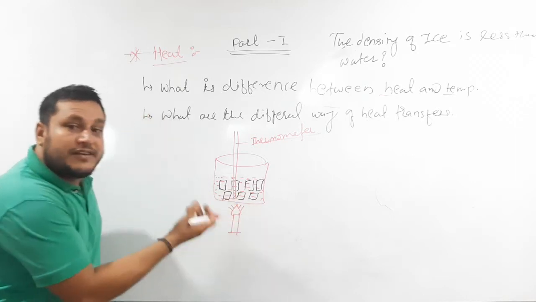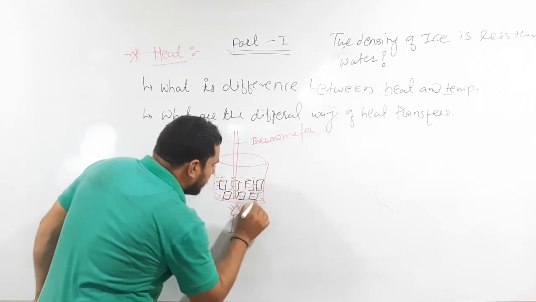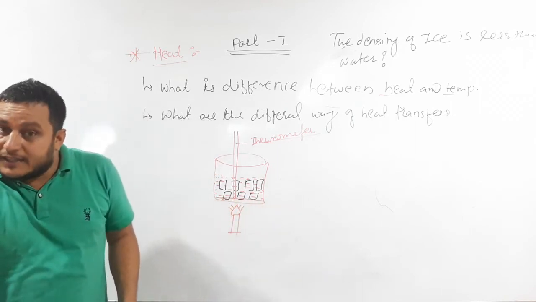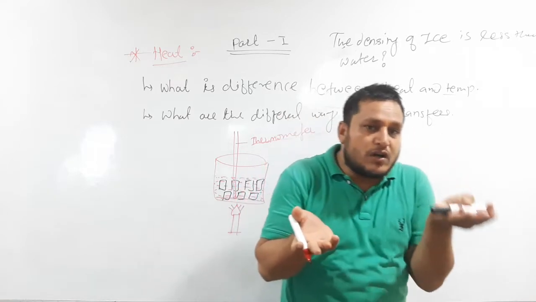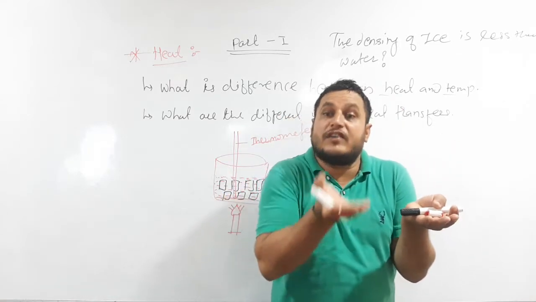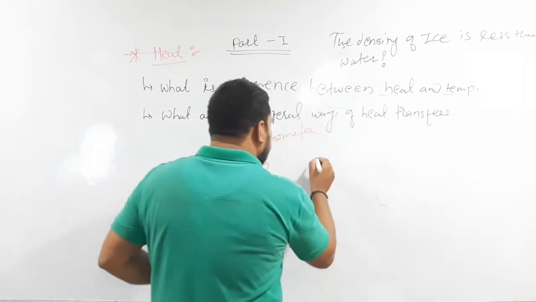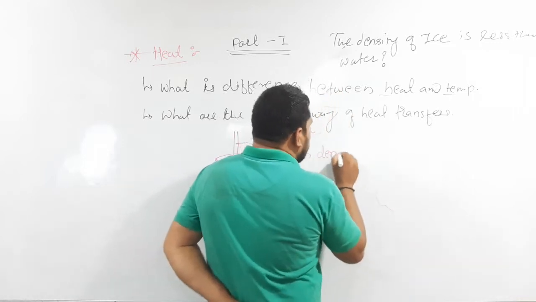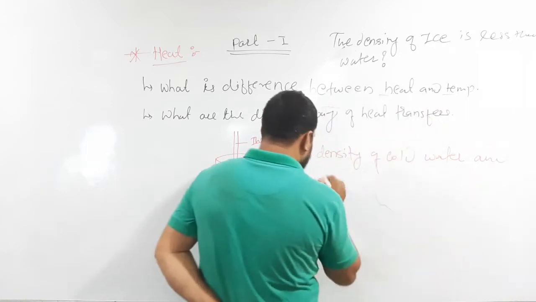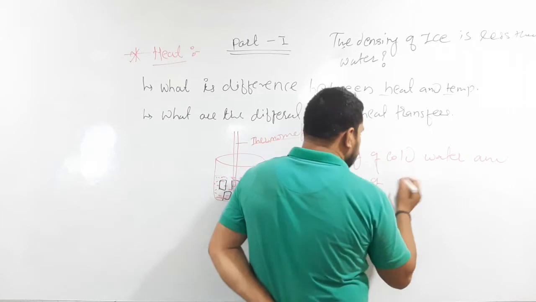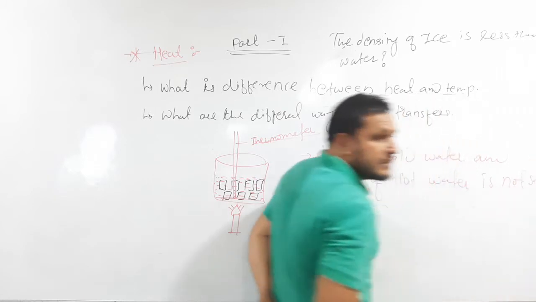So when we start giving heat to the bottom of the beaker, it means the bottom layer of water is getting heat energy. And here one thing you must remember: the density of cold water and hot water is not the same. Let us write it as a sentence: density of cold water and hot water is not the same.